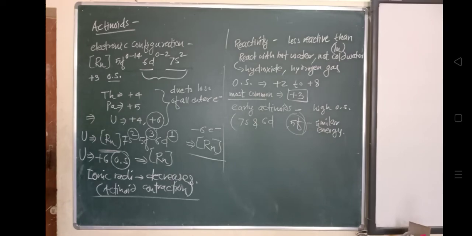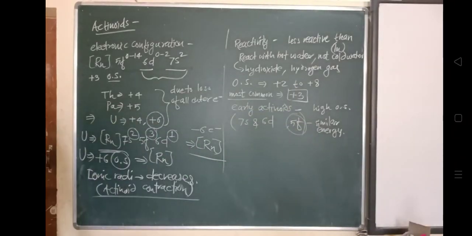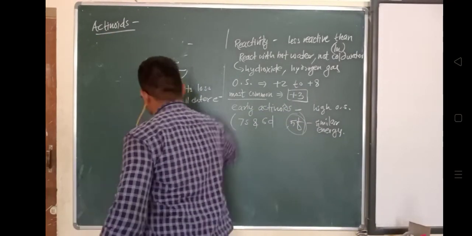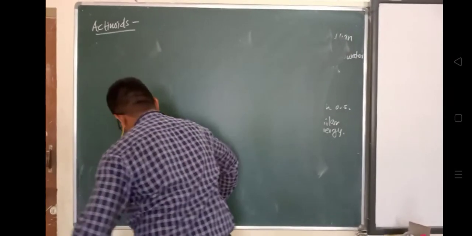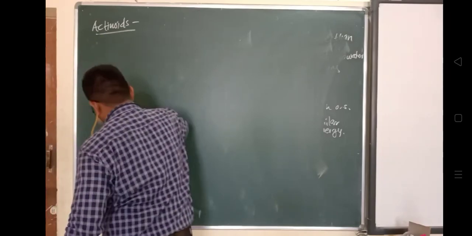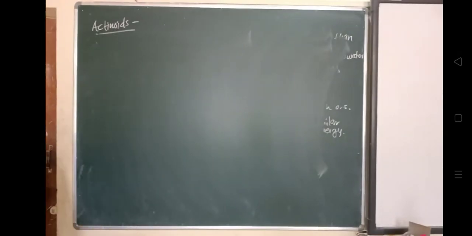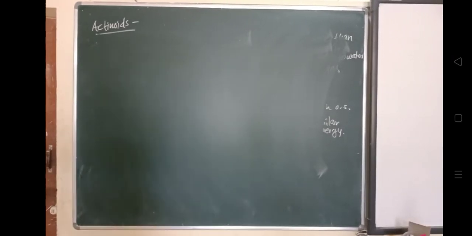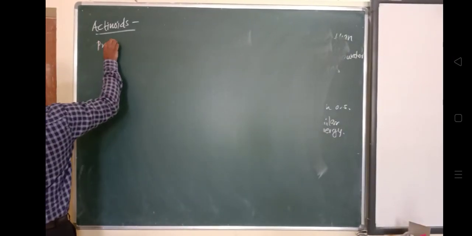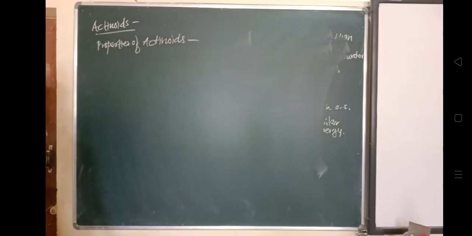So we have seen the physical properties and the general introduction about the actinoids. Now we will see what the properties of actinoids are. We will see electronic configuration and the physical properties. So, the properties of actinoids.